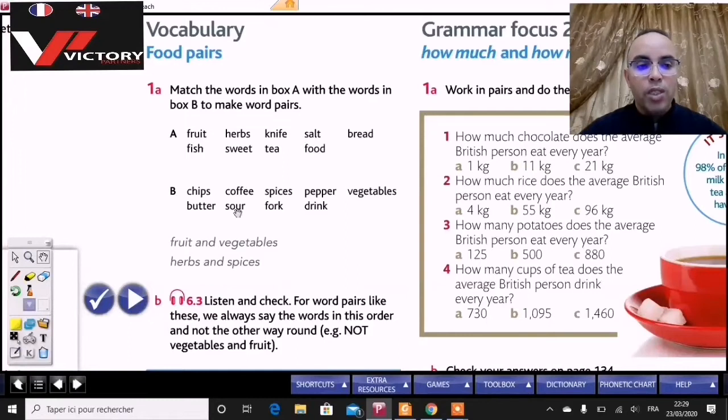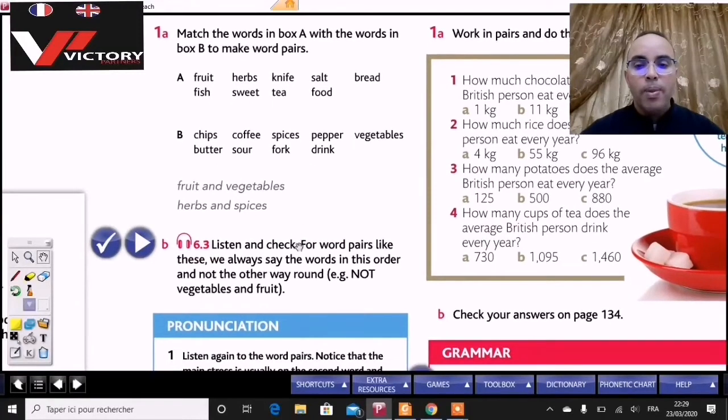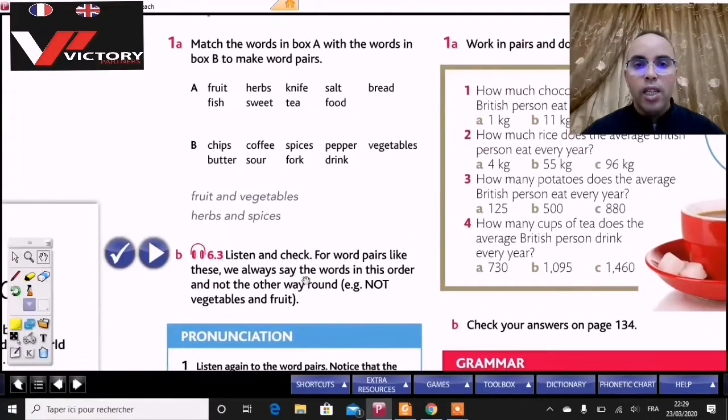Okay, so please try to complete the rest of the word pairs, then listen and check your answers. So let's listen and check the answers. Here is the listening.